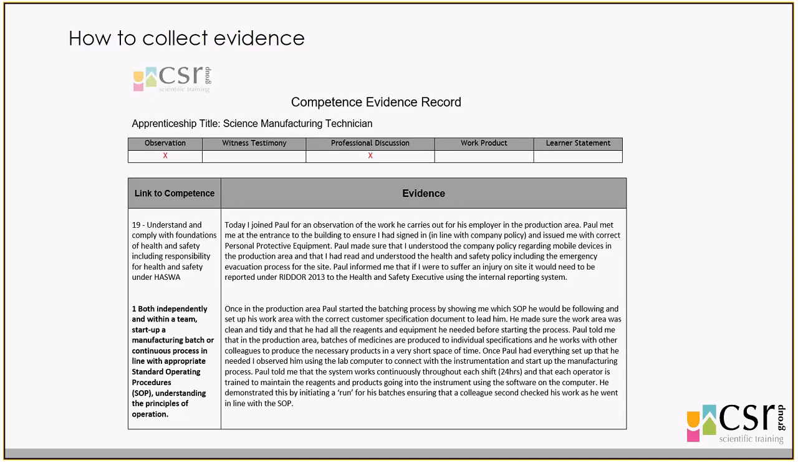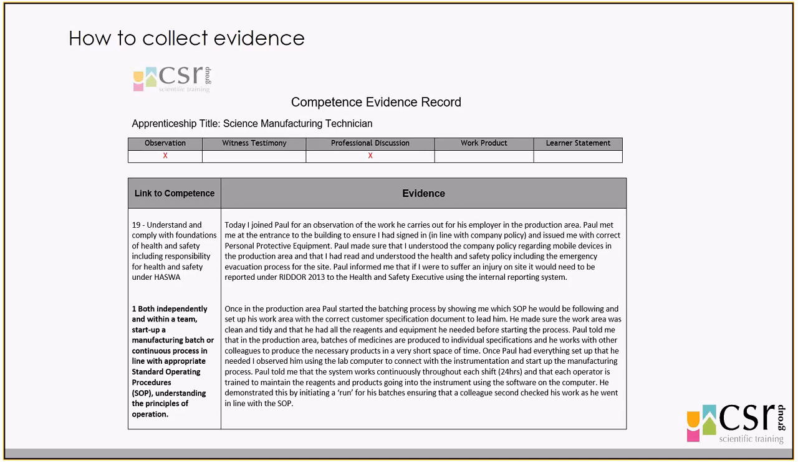The next one is a core competency. You can see that it's core because it's in bold. So in this case, of the 12 core competencies, this one is about working independently or within a team to start up the manufacturing batch or that process, and again some evidence from the observation that's been carried out by the assessor.